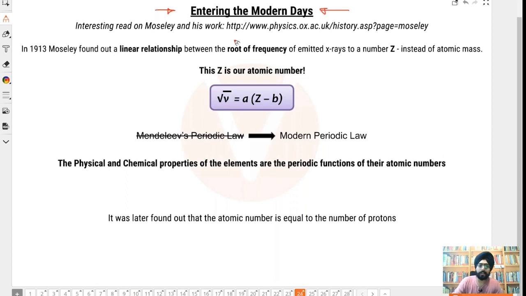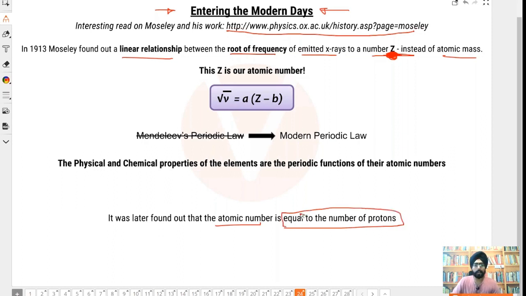Now again, this particular web page is something that we studied for Henry Moseley's work. Ultimately what was found out is that there is a linear relationship between the root of frequency of emitted X-rays and a number Z. This was not atomic mass, this was the underlying factor of the periodic property, and that is known as the atomic number. It is equal to the number of protons.